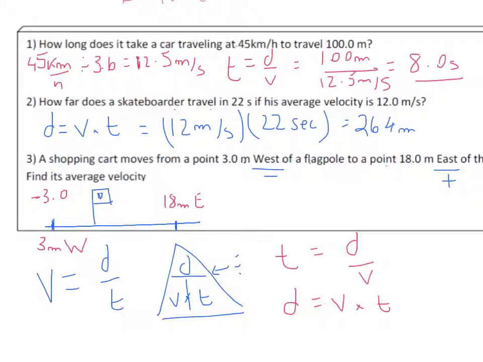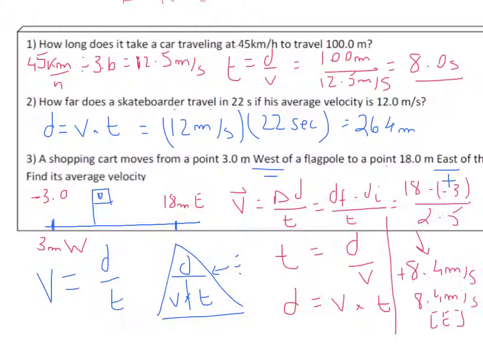Okay? So then our formula becomes velocity equals change in position over time, which equals, alright, so change in position is position final minus position initial. So we end up at 18 meters east of the flagpole minus 3 meters west, which is negative 3, divided by time, which gives us positive 8.4 meters per second, or 8.4 meters per second east.